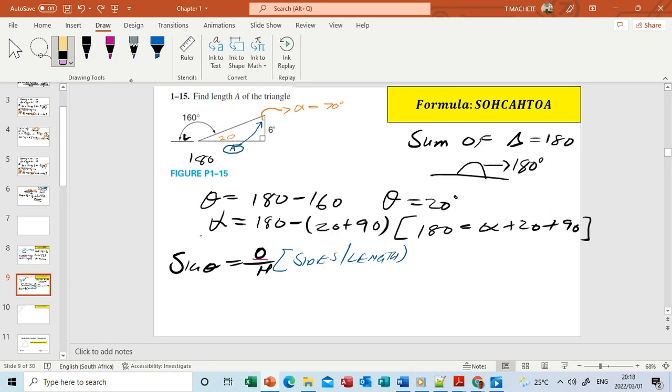So I'm going to erase this. I was just showing you an example. Let's solve the problem. The problem says A. So look at the side for A. You check the angle that is opposite to A. If it's not there, you have to find it because you don't have the other side. You only have one side that is given, which is 6 inches.